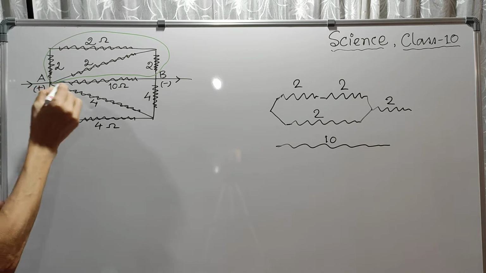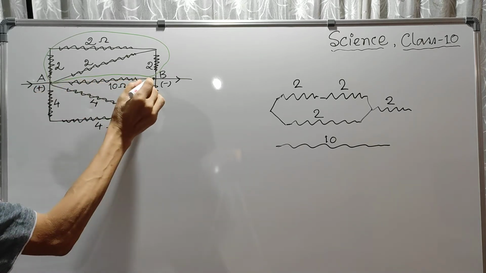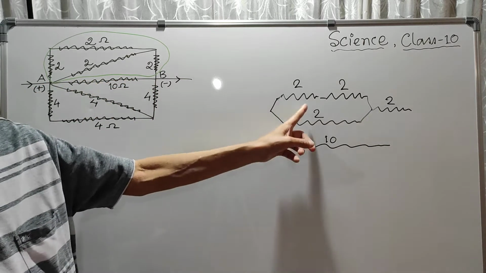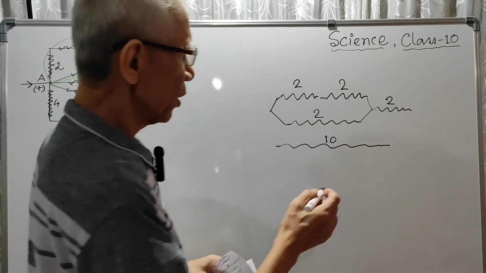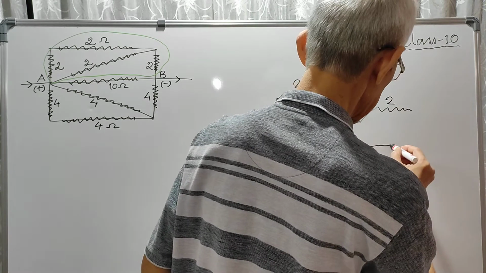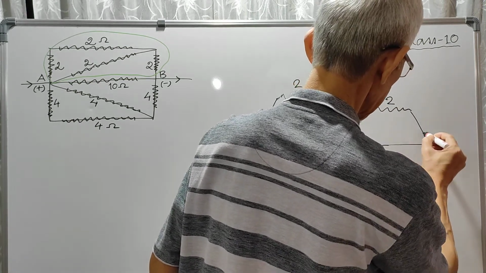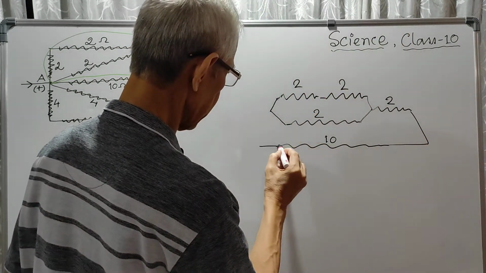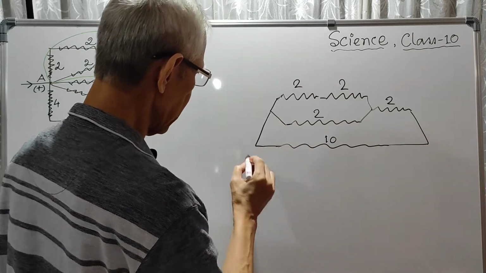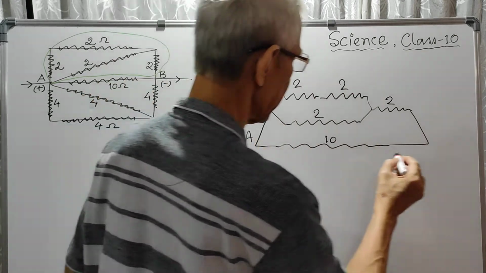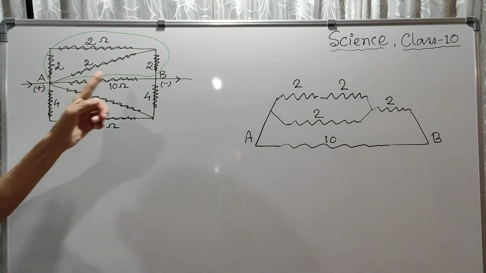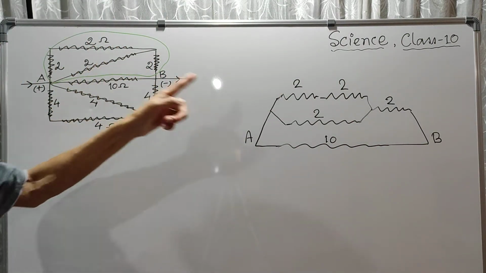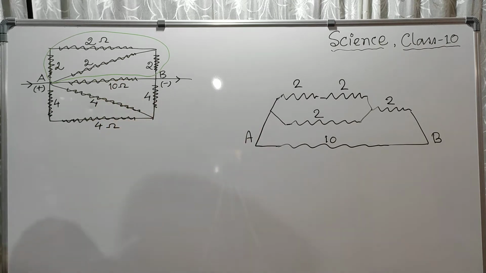This is the A and B are endpoints. A and B are endpoints of this part and this part. So their terminals are same, so they are in parallel. Okay. So this one and this one are in parallel. So this point is A and this point is B. So A and B, they are the terminals of this part and this 10, so they are in parallel.